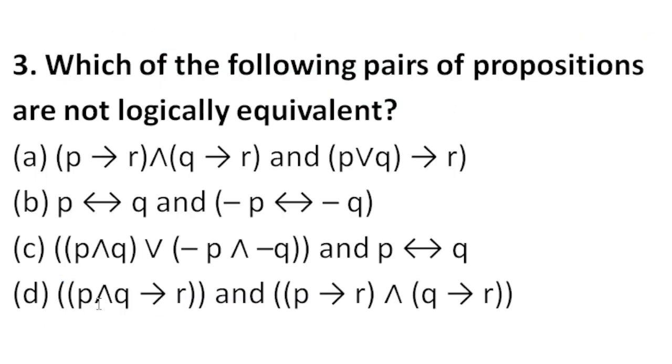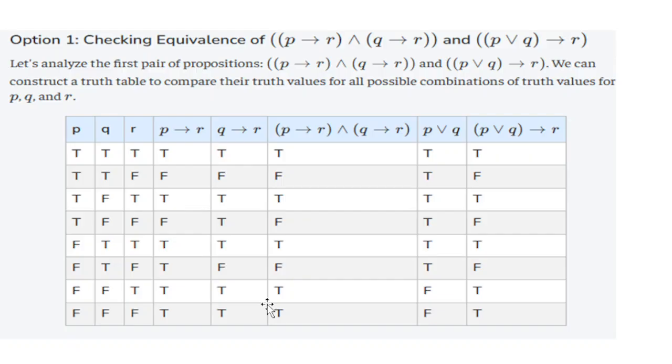Okay. Next question is from propositional logic, and they have given four statements. Which of the following pairs of propositions are not logically equivalent? We have to find out which pairs are not equal. For that we have to know some truth tables of propositional logic.